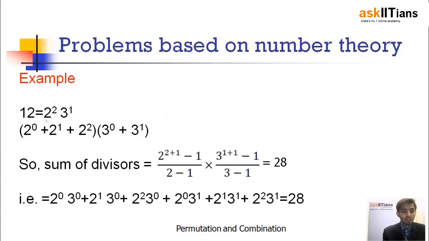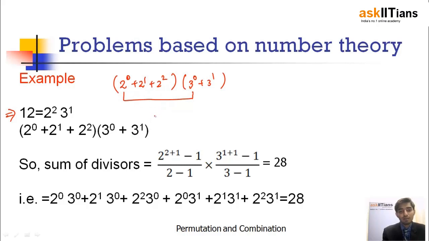Now an example can be, if I want to find out the sum of all the divisors of 12, then 12 is 2 power 2 into 3 power 1. So basically I will write 2 power 0 plus 2 power 1 plus 2 power 2, into 3 power 0 plus 3 power 1. I will start from 0 and go up to 1 in the power of 3. Here you can see that whenever one term of this is multiplied by one term of this, you will get one divisor. If 2 power 0 is multiplied by 3 power 0, I will get 1, which is one of the divisors. If 2 power 0 is multiplied by 3 power 1, I will get 3, which is again another divisor.